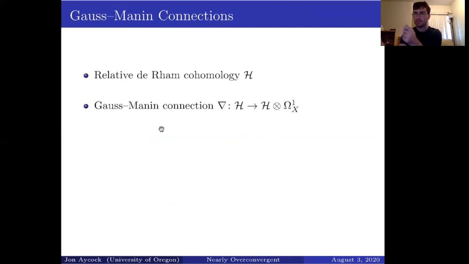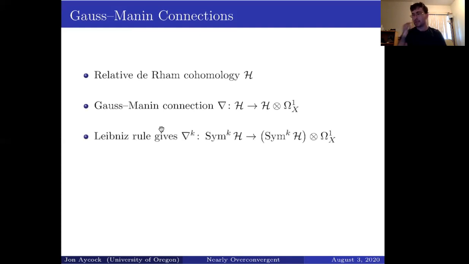The idea is that if you feed it an element of the tangent bundle, a direction, this gives you a kind of partial derivative of a section of H in terms of a section of H. You can think of this as a generalization of the gradient, but instead of taking the gradient of functions, we take the gradient of sections of this vector bundle. And using the Leibniz rule, we can extend this to the symmetric powers of H.